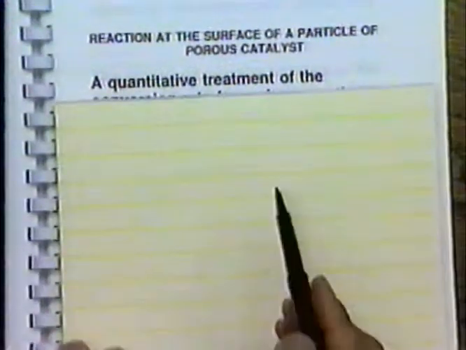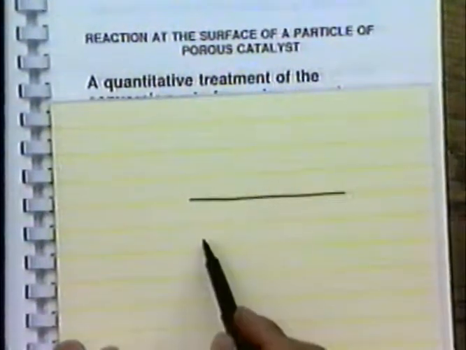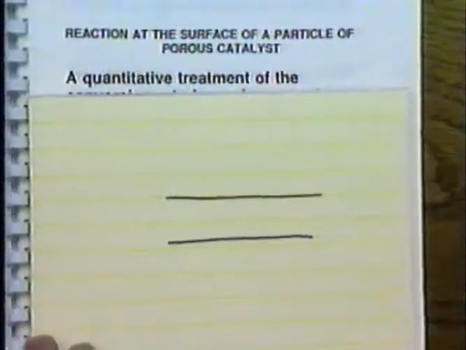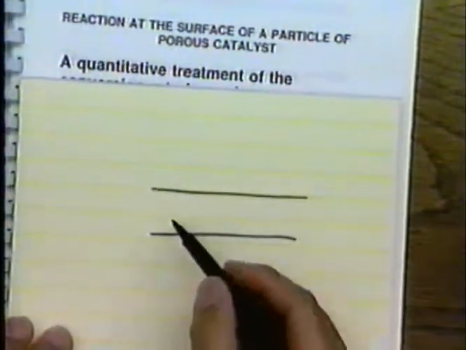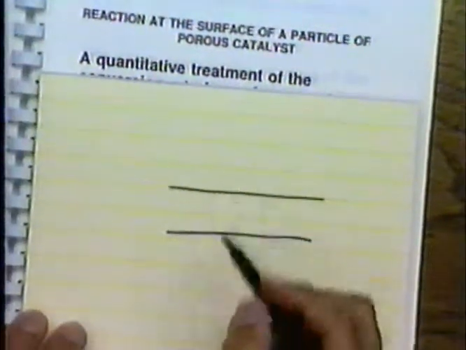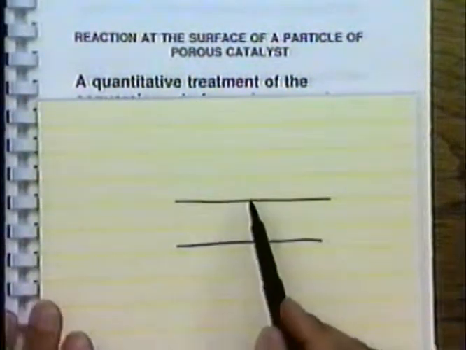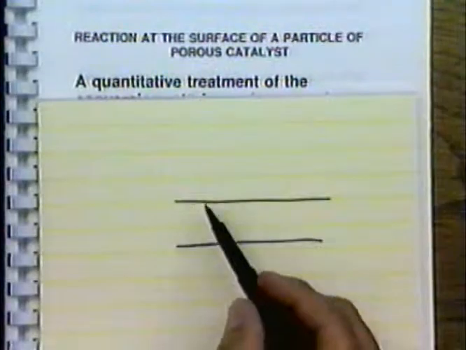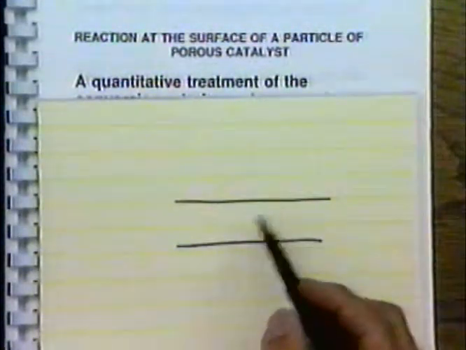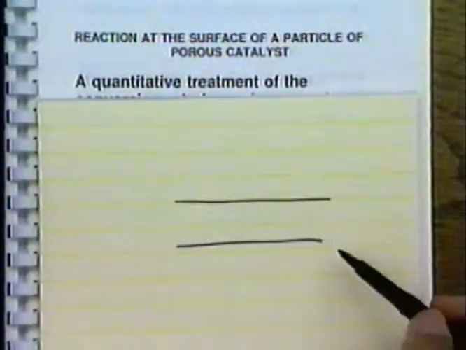Let me clarify this a little bit. If we have a catalyst pore like this, a gas molecule in this pore can diffuse by normal molecular diffusion, that is, by multiple collisions with other molecules.